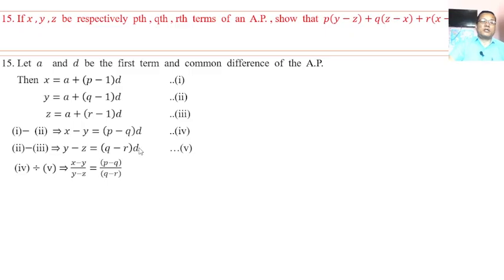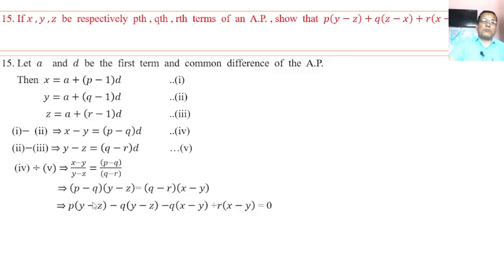Cross multiply, we have this p minus q, and then we get p times of y minus z as the first term.